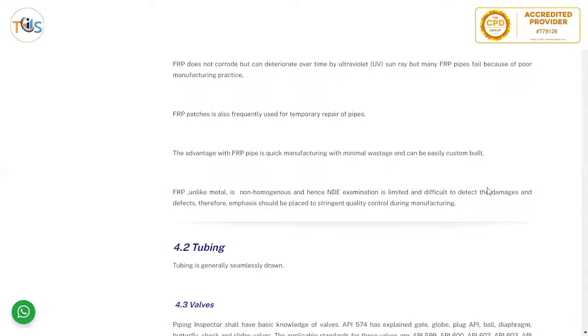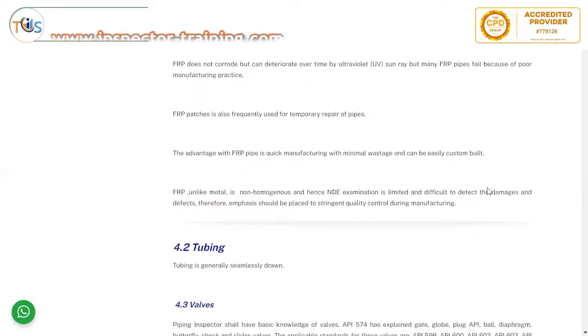FRP patches are also frequently used for temporary repair of pipes. I've seen it on many offshore locations where you could not shut down and you could not replace the pipes. So you apply a few patches of FRP as a temporary repair until the next shutdown or turnaround, where the pipe would be replaced.